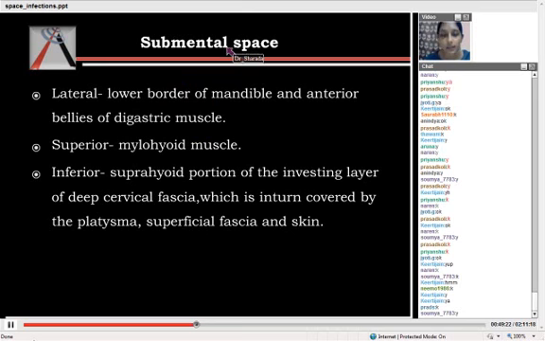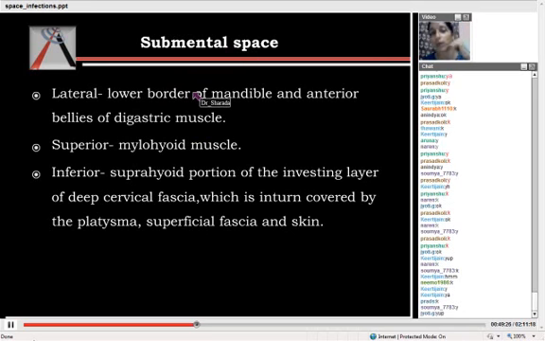So submental space: laterally it's going to be the lower border of the mandible, anterior belly of digastric. Okay, superiorly it's going to be the mylohyoid muscle, and inferiorly it's the suprahyoid portion. So we are talking of this space. We are not talking of submental foramen, mental foramen or anything. We are talking of the potential space.